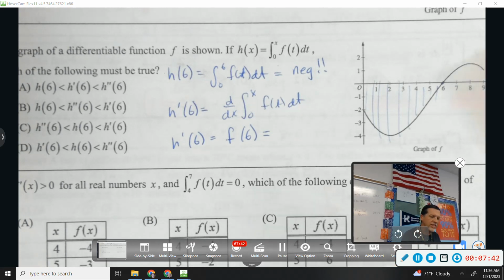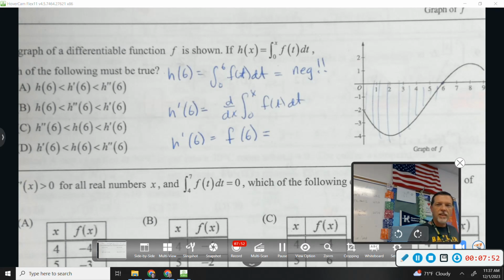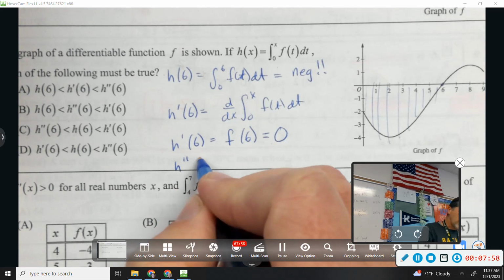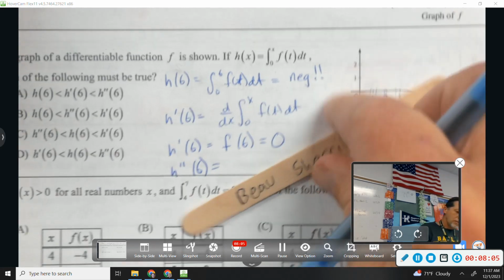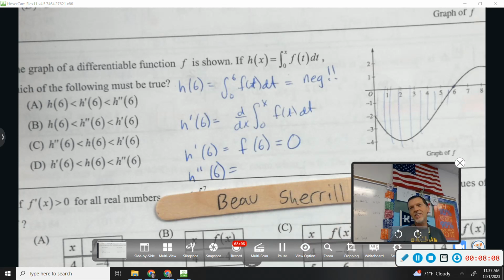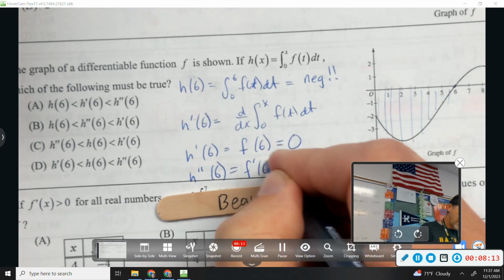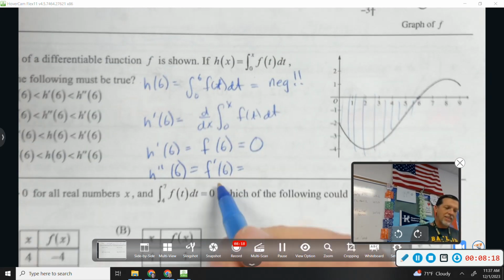So f of 6, blowing through the popsicle sticks today. Jackson, what's f of 6 then? 0. That's just 0. Let's see, h double prime of 6. So I want the second derivative of h. Bo, how am I going to find the second derivative of h? You take the derivative of f of 6, so f prime of 6. Okay. And what do I know about f prime?